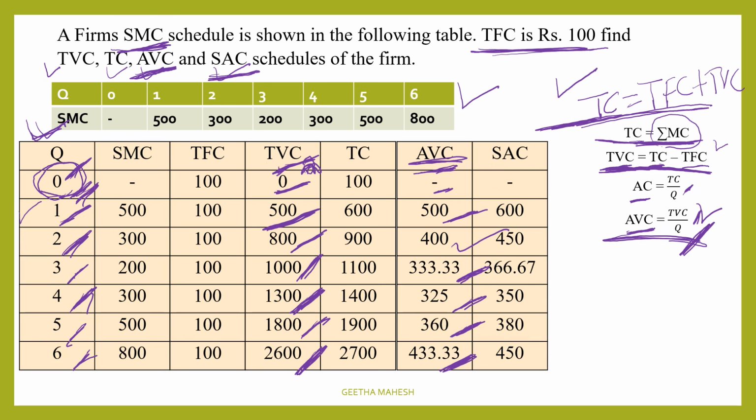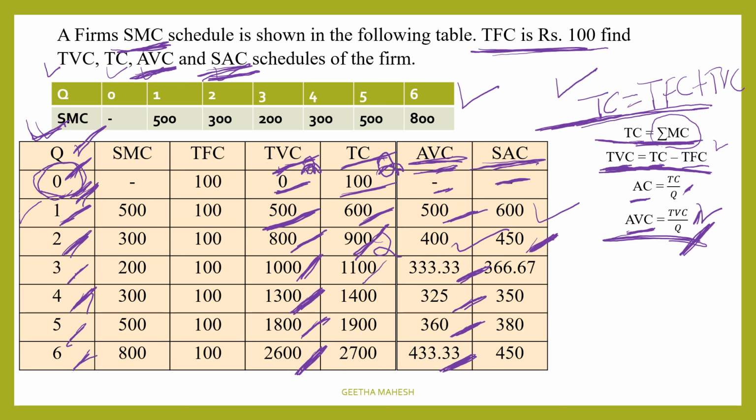Dear students, last one is short run average cost. How will you calculate short run average cost? Total cost divided by quantity. So total cost divided by quantity. You can see here 100 divided by 0, you can leave the space. Then 600 divided by 1 you will get 600. Then 900 divided by quantity is 2. 900 divided by 2 will be 450.